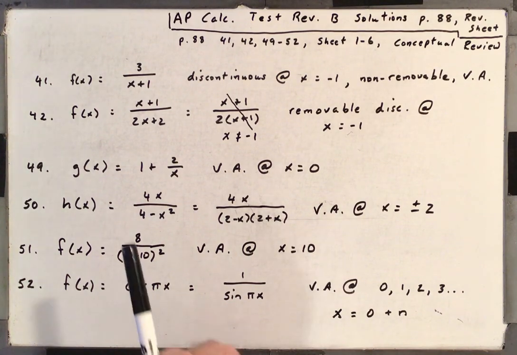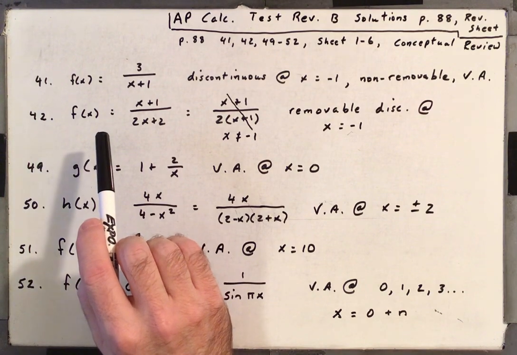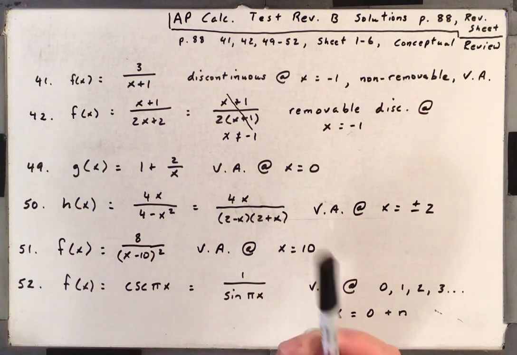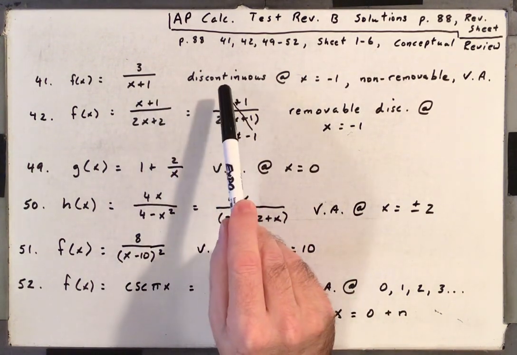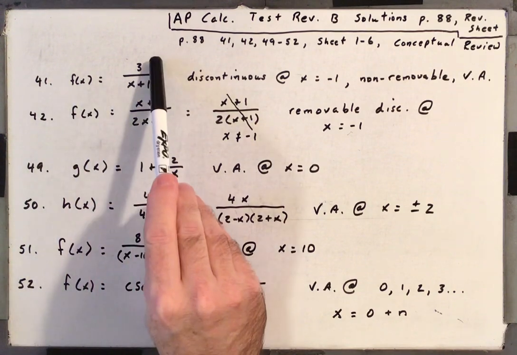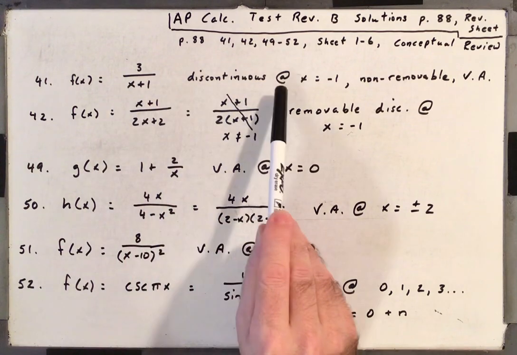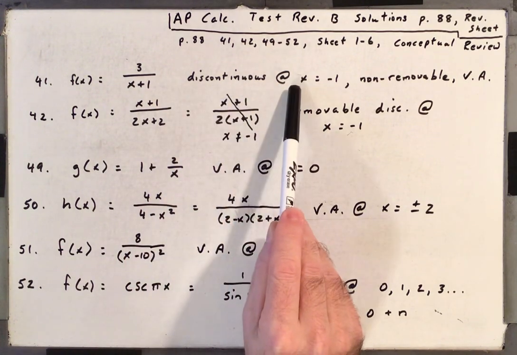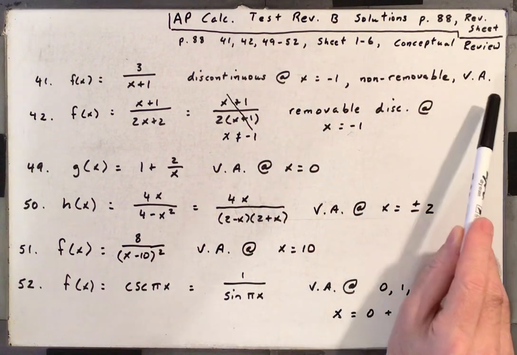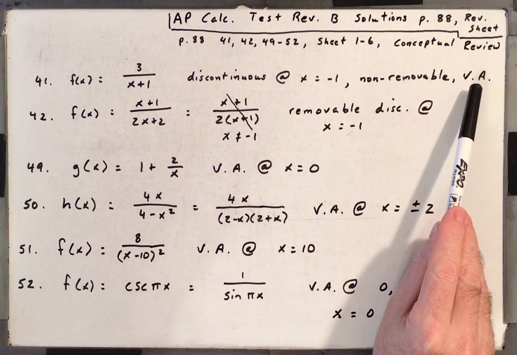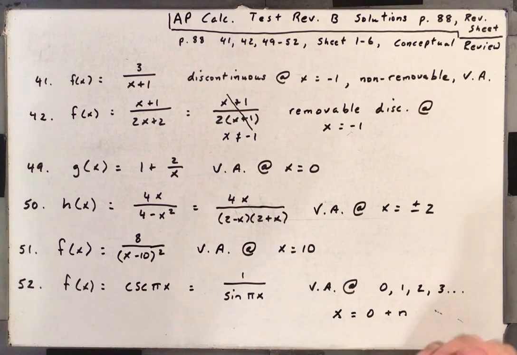All right, so number 41, the instructions on 41 just determine the intervals on which the function is continuous. And again, just like test review A, really I want to know where's the function not continuous. So here we have f of x equals 3 over x plus 1. So it would be undefined at x equals -1. Can't cancel that out, so it's a non-removable discontinuity at x equals -1. That makes it, in this case, a vertical asymptote. All right, there's not a jump in the function, so that's a vertical asymptote.